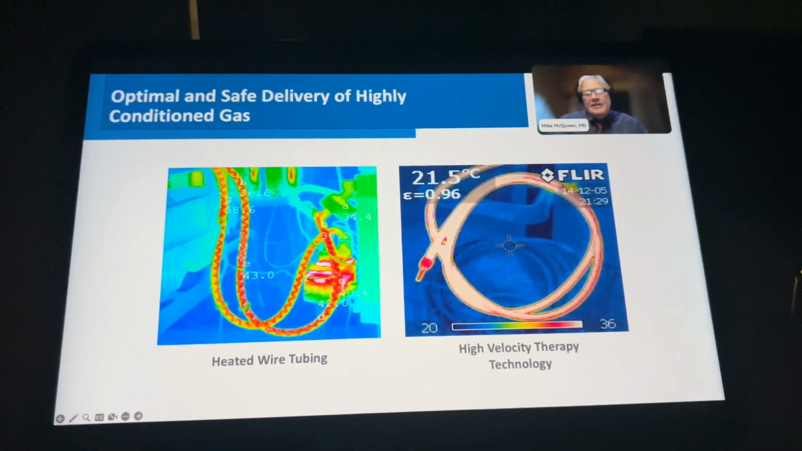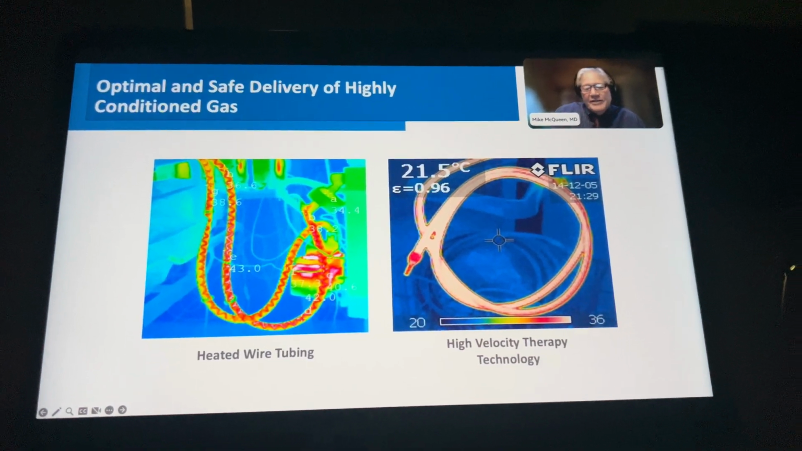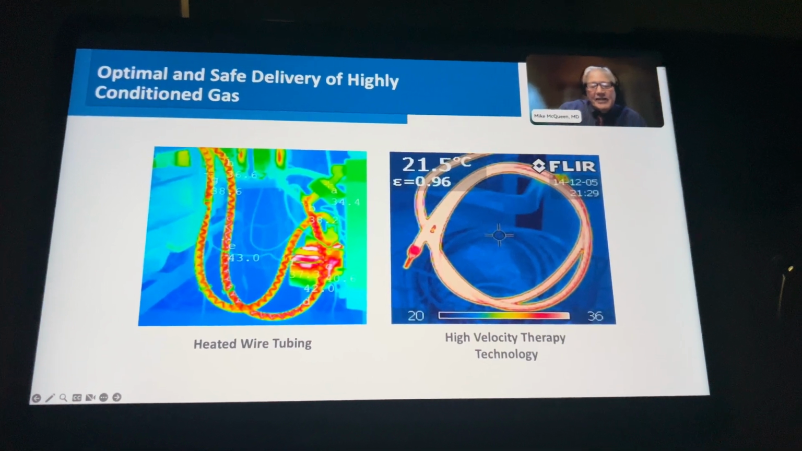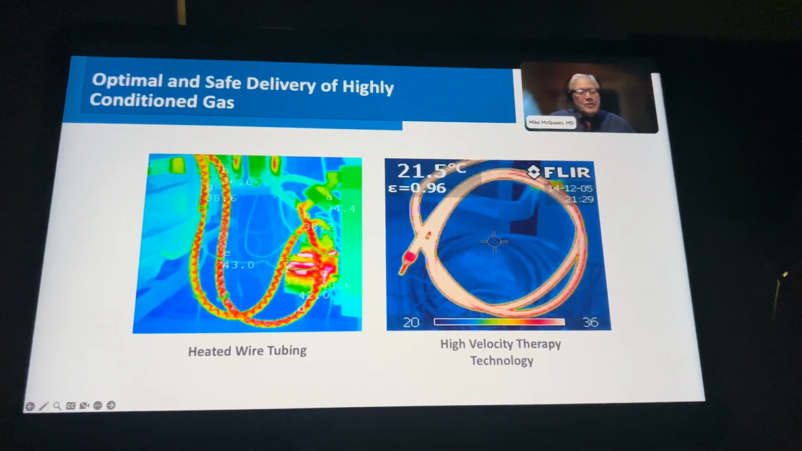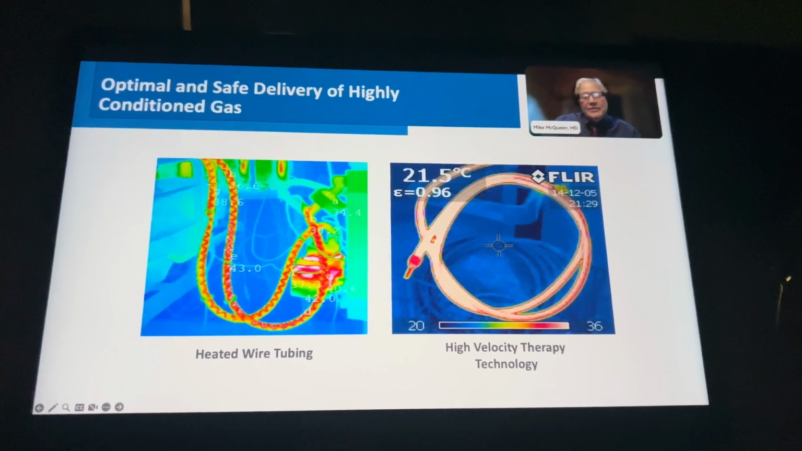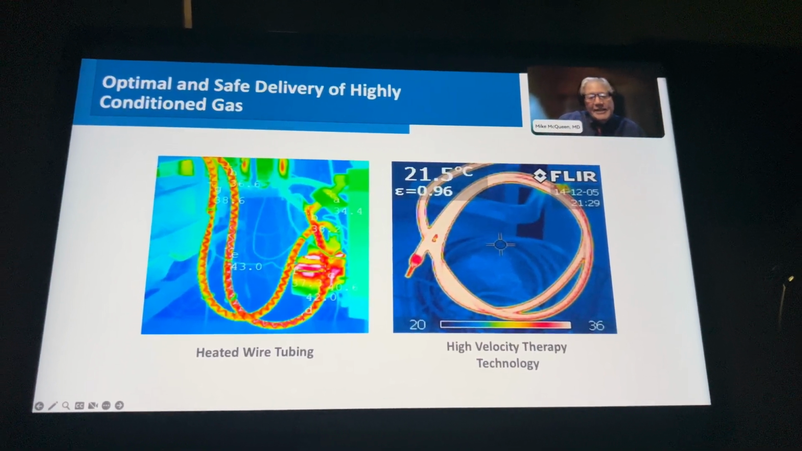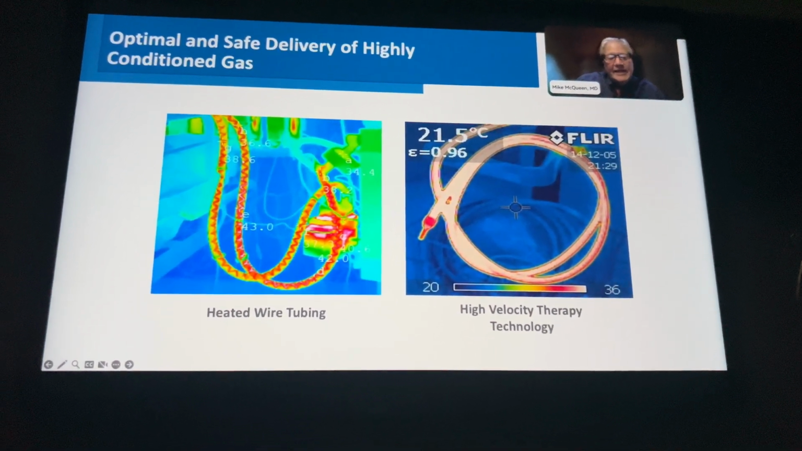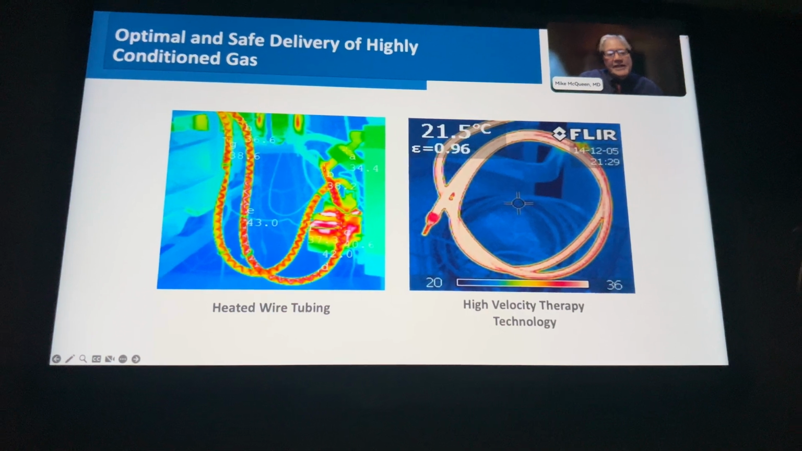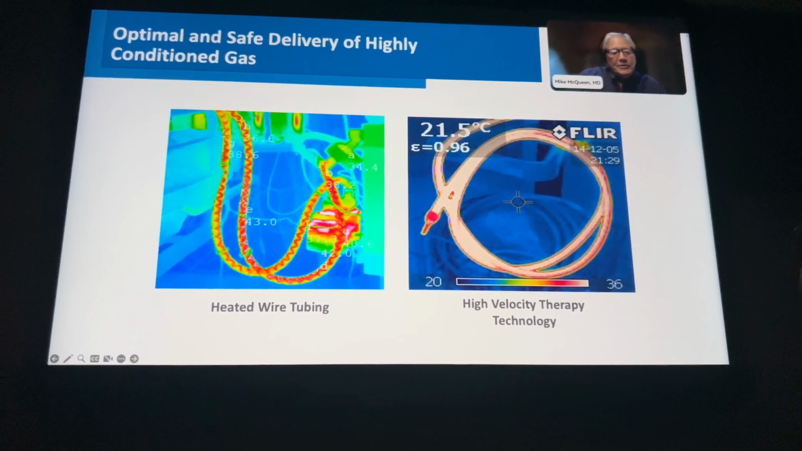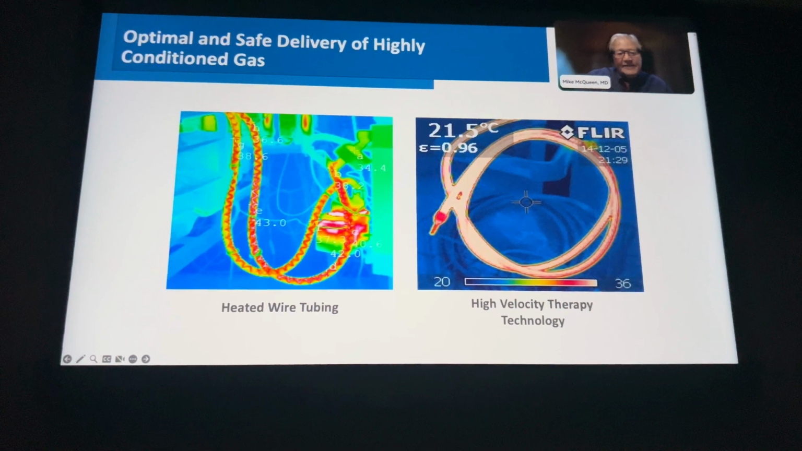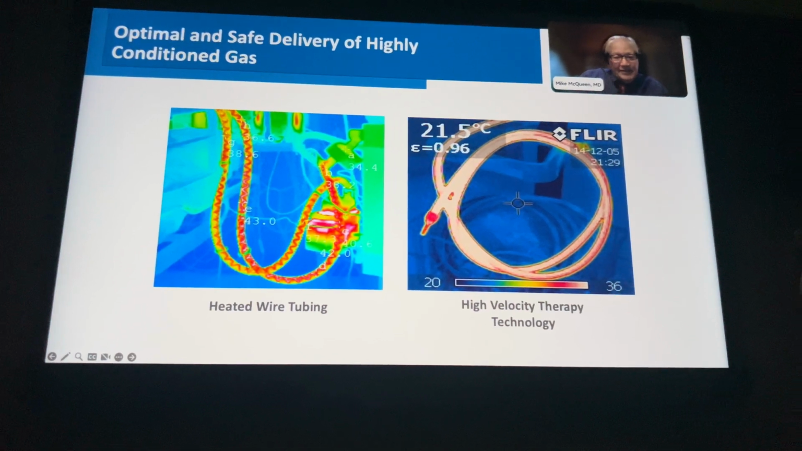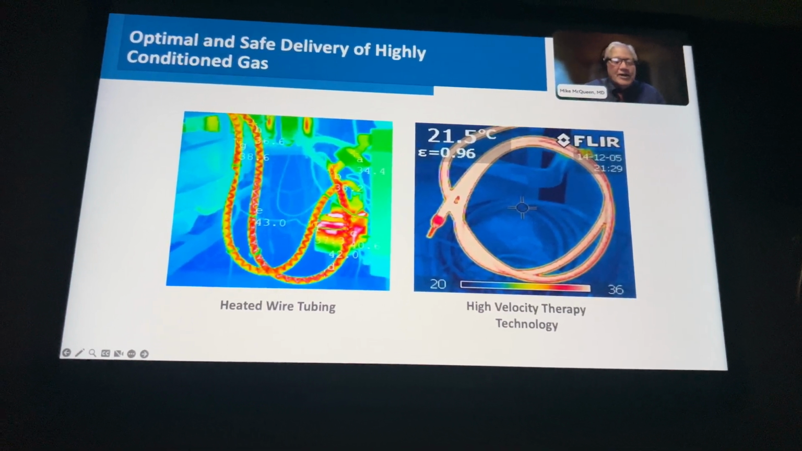This thermal imaging picture shows the uniformity of the temperature of the high velocity therapy gas. You see that on the right, from the device all the way to the bright red tip that interfaces with the cannula and therefore to the patient, the temperature is uniform. There are no temperature differences throughout the entire delivery tube. Contrast that to a standard high flow device on the left, which typically uses a heated wire tubing, which is fine. It does warm and humidify the gas, but you can see the heating coil within the tubing, and you can see differences in thermal imaging colors on the tube.